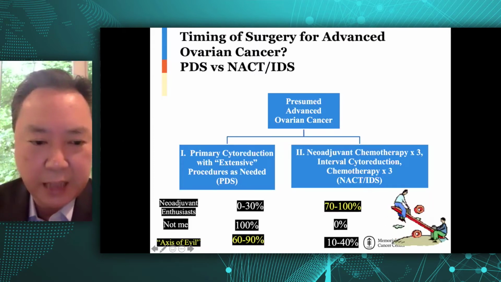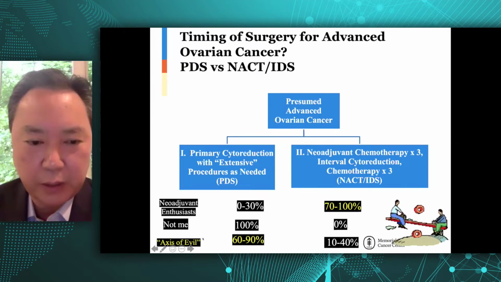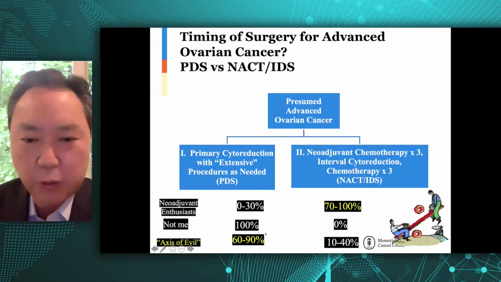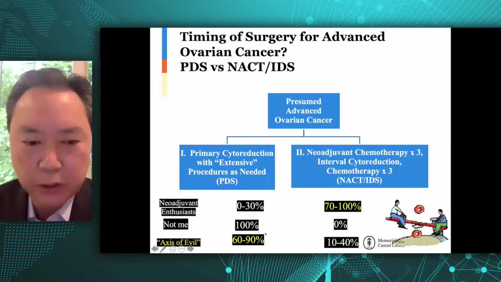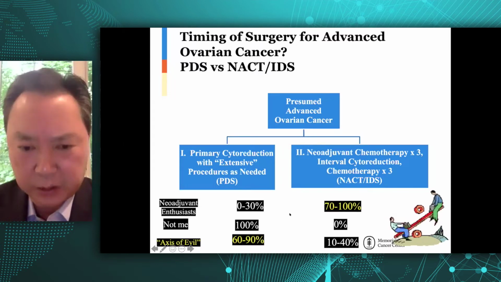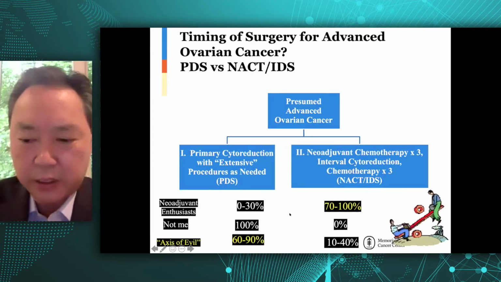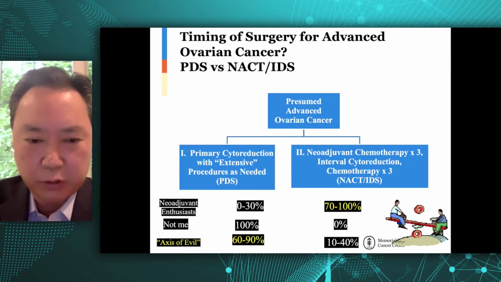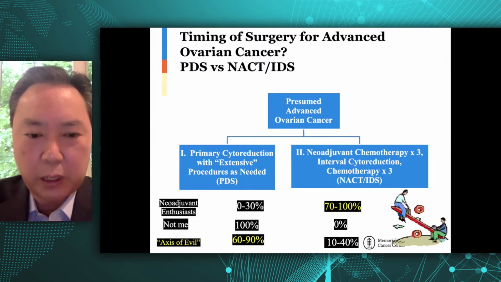But my buddies in the Axis of Evil, Rob Bristow, Bill Kleiby, would kind of say, no, probably the truth is somewhere in between. That us proponents of primary debulking ourselves don't do primary debulking on 100% of patients, and it's more on the order of 60 to 90%. And we do use neoadjuvant chemotherapy, but I guess as Nicoletta alluded to, in selected cases, we are proponents of primary debulking at Memorial Sloan Kettering, and we would try to debulk unless there's a good reason not to.